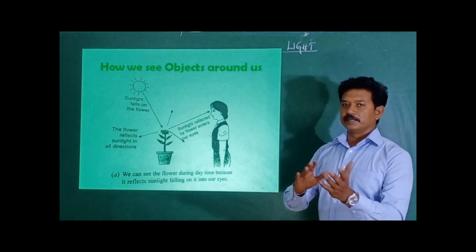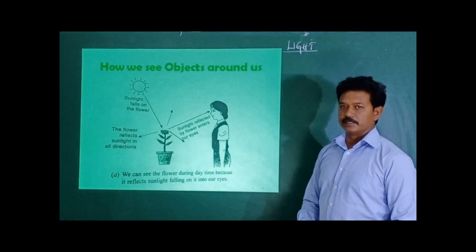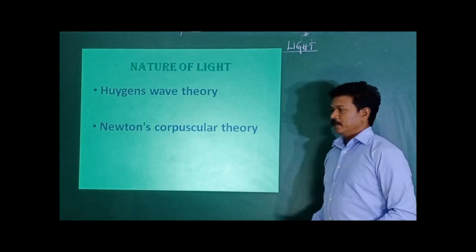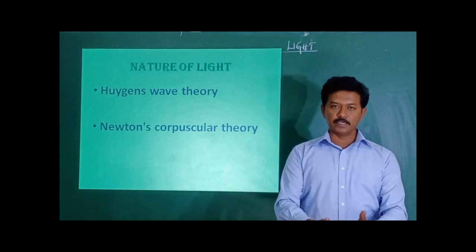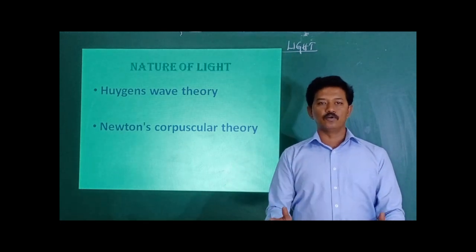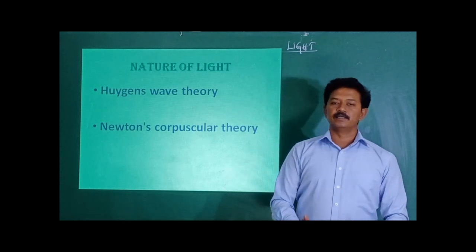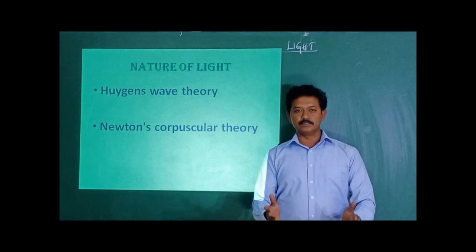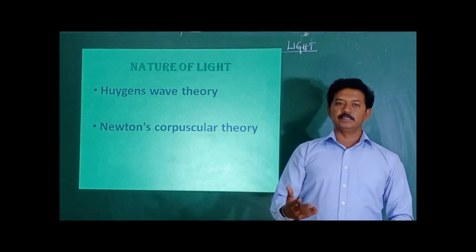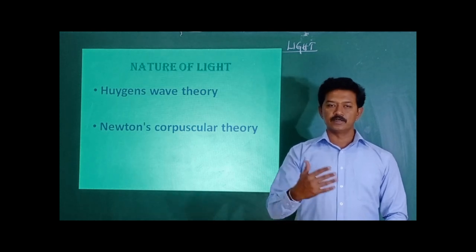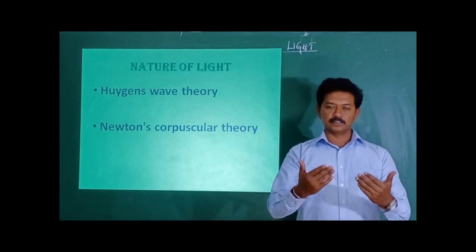So this is the scientific reason behind how we see the objects around us. As I told you earlier, light is a big speculation. Even today we do not know exactly what light is made up of. From ancient times, our physicists have done a lot of experiments to analyze the exact nature of light. Among them, two predominant theories regarding light are still known to us.